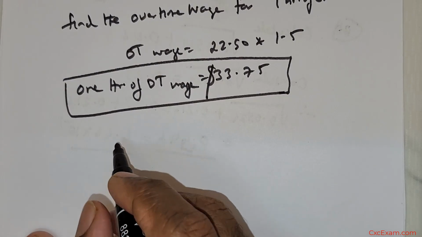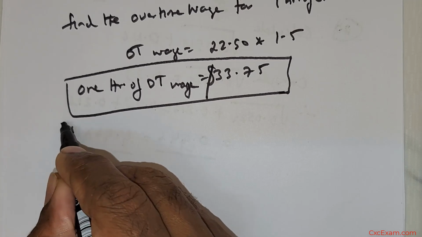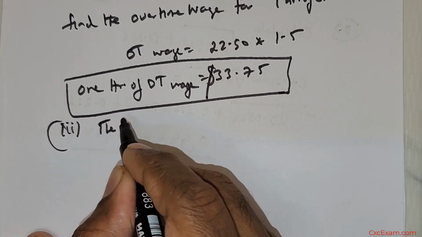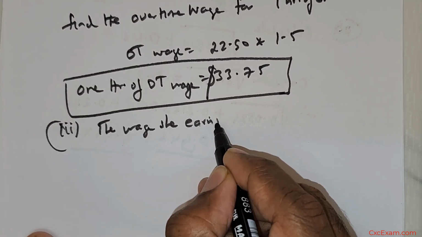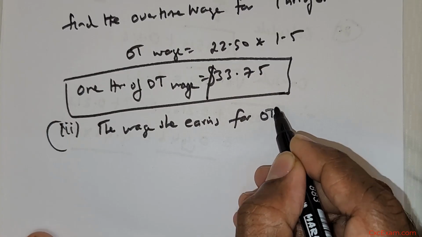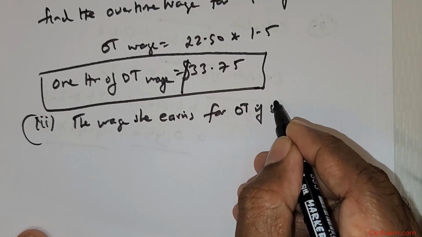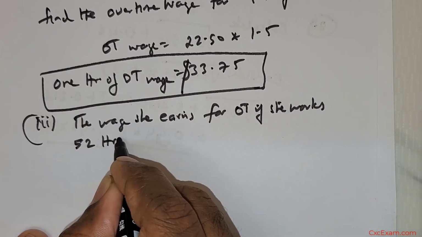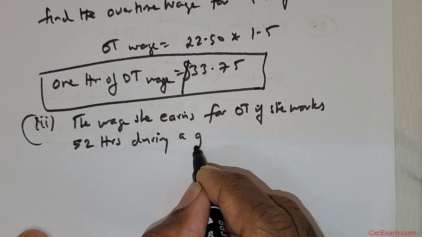Now we are asked to obtain this third one. The third one is the wage she earns for overtime if she works 52 hours during a given week.